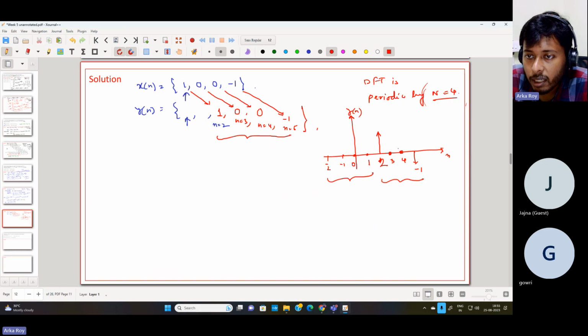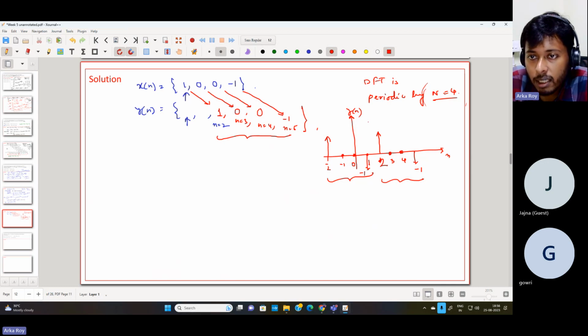So if this is a period with 4 periodicity, the period that is present before this particular thing will consist of the indexes -2, -1, 0, and 1, and it will be replicated here also. So 1, then 0, then 0, and then at this particular location -1.